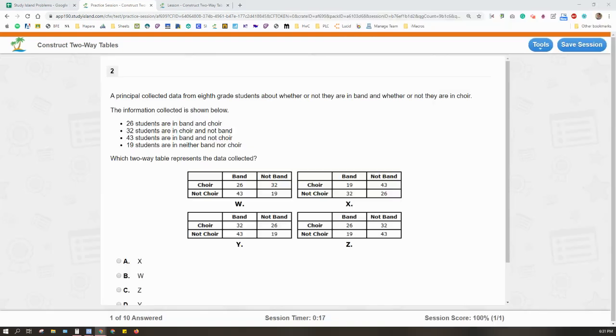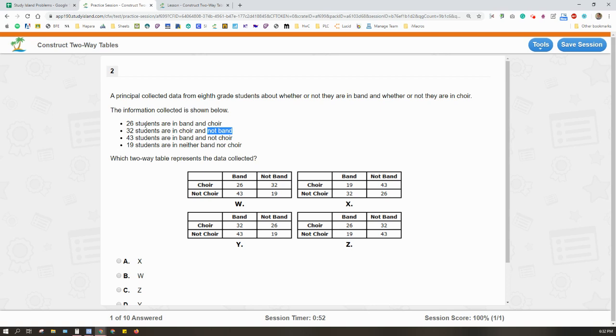Let's do another problem. Number 2, a principal collected data from 8th grade students about whether or not they are in band and whether or not they are in choir. The information collected is shown below. 26 students are in band and choir. 32 students are in choir and not band. 43 students are in band and not choir. And 19 students are in neither band nor choir. So which two-way table represents the data collected?